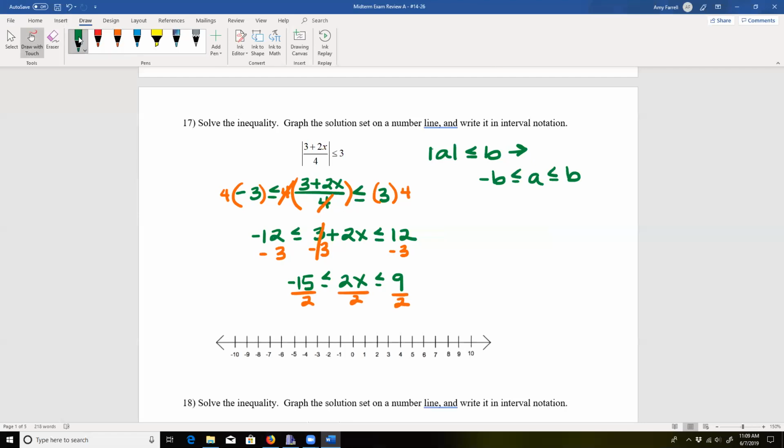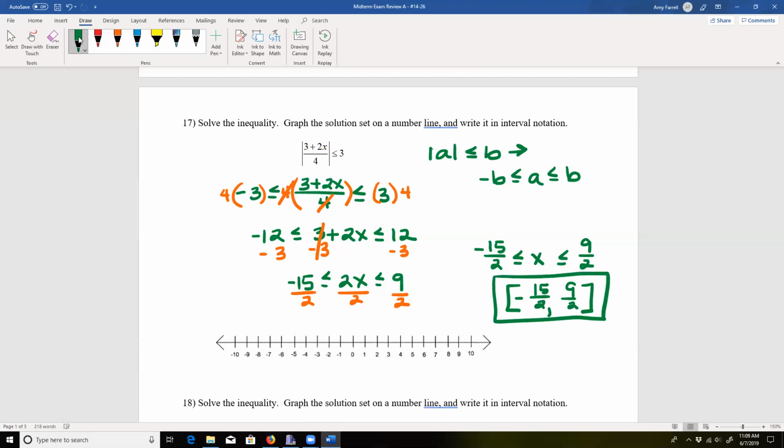So we have negative 15 halves is less than or equal to x, which is less than or equal to 9 halves. The interval notation, because it's always, always between whenever you have a three-part inequality, would be all x between negative 15 halves and 9 halves.